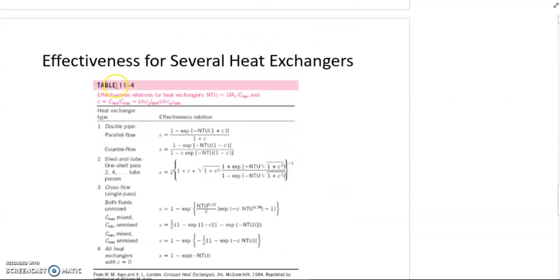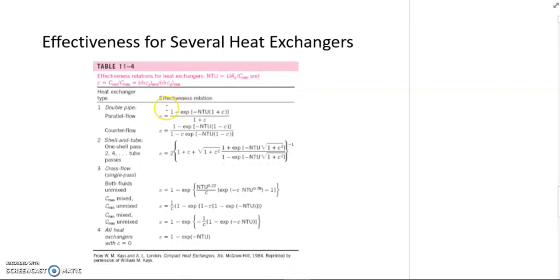So in table 11.4, you actually have many other different effectiveness relations for other types of heat exchanger. So once you know your NTU and your small c, the capacity ratio, you can calculate the effectiveness. Or the other way around, maybe the question will give you epsilon and ask you to calculate the mass flow rate, or area, diameter or length of the heat exchanger. So it depends, it can be two cases. Okay.